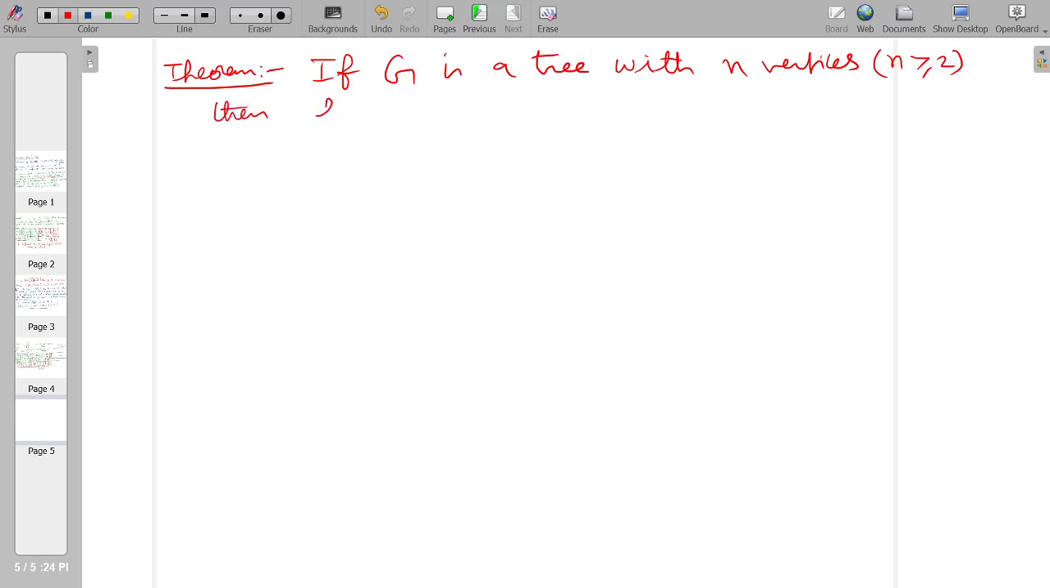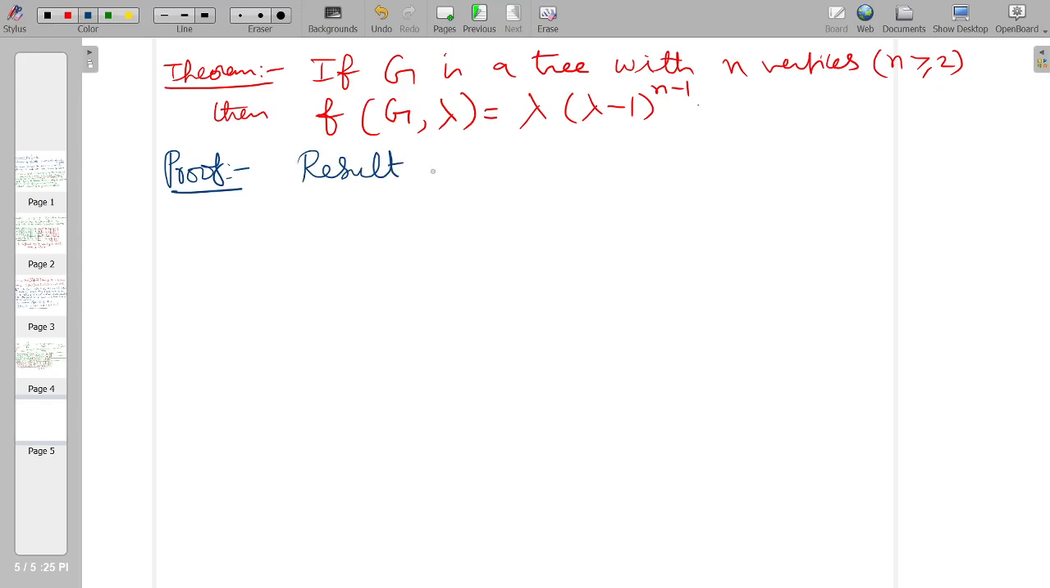Then the number of different colorings in the tree G using lambda colors would be lambda into (lambda minus 1) whole power n minus 1. I'll give the proof of this. The result is proved using induction on the vertices.